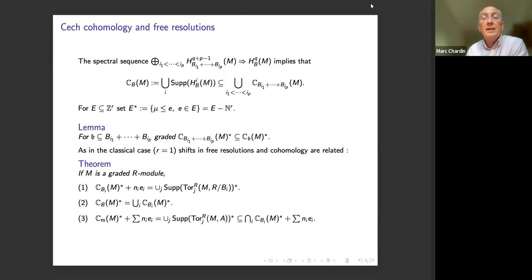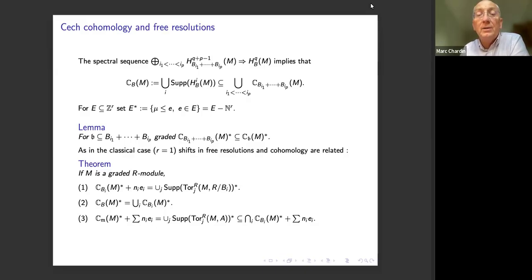And the third thing is, as in the classical case, you have a relation between cohomology with respect to the maximal ideal M, that is, all the variables. It's a maximal ideal if A is a field, else it's just the ideal generated by all the variables. So the support of the cohomology with respect to all the variables is the same as the union of the support of the Tor modules, okay?